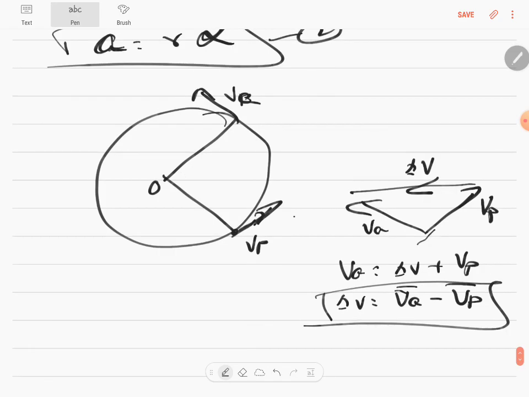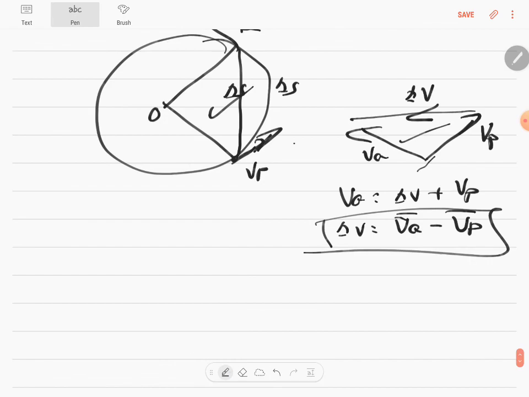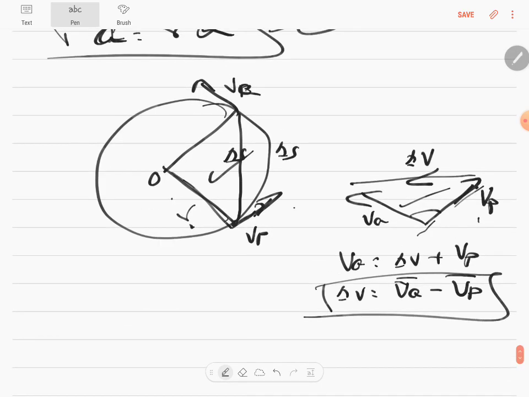We are going to use similar triangles between this and this. This delta S we are going to treat as approximately this delta S. According to similar triangles, this side by this side. This side is V, this side is R, the radius. V by R is equal to this side by this side.